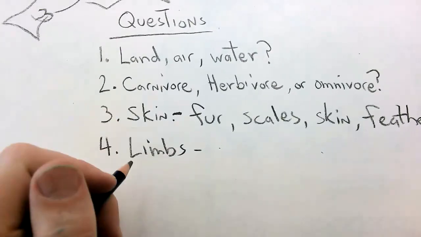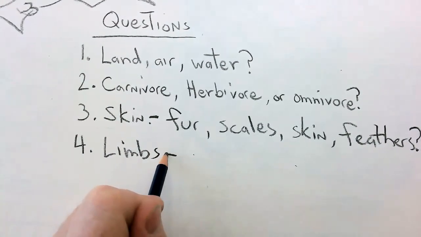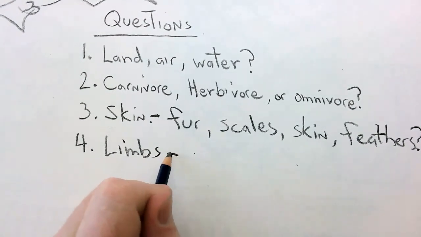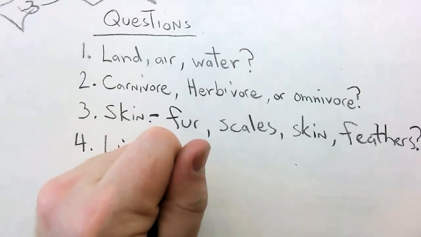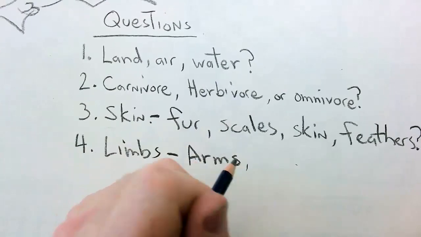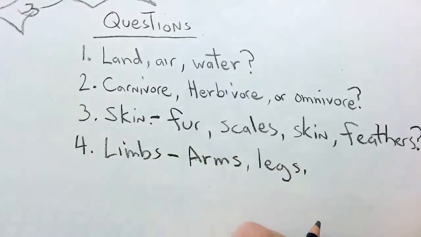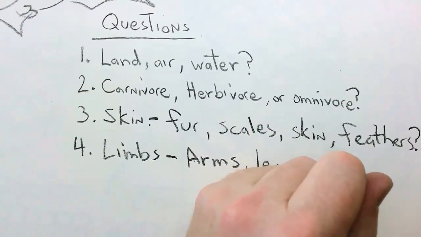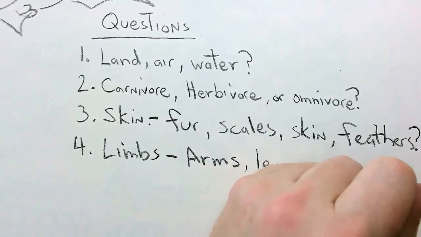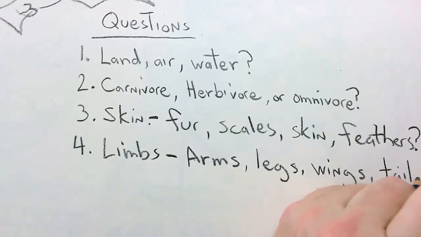So, limbs. So the question is, if you wrote limbs, then put a little dash and then arms, comma, legs, comma, wings, comma, tail, question mark.